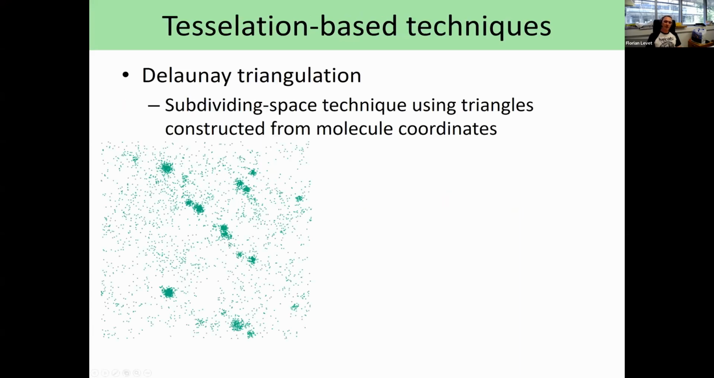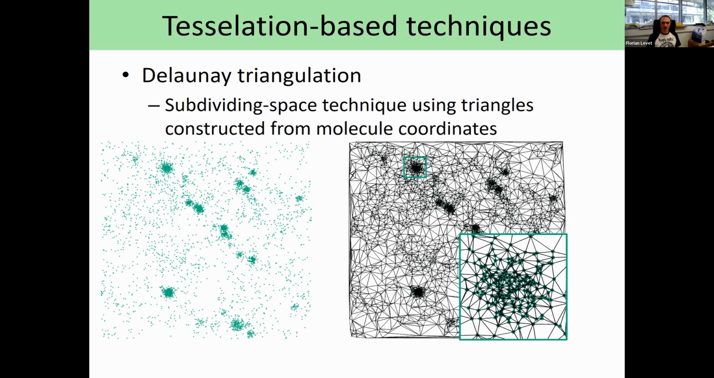The second family of techniques that is quite used in single molecule localization microscopy is tessellation-based techniques. The first one that was used in the field was using Delaunay triangulation. Delaunay triangulation is a space subdividing technique that uses triangles constructed from the molecules' coordinates. If you have this data, you end up with this mesh, and you can see that there are no triangles that overlap each other. So it's really by construction.